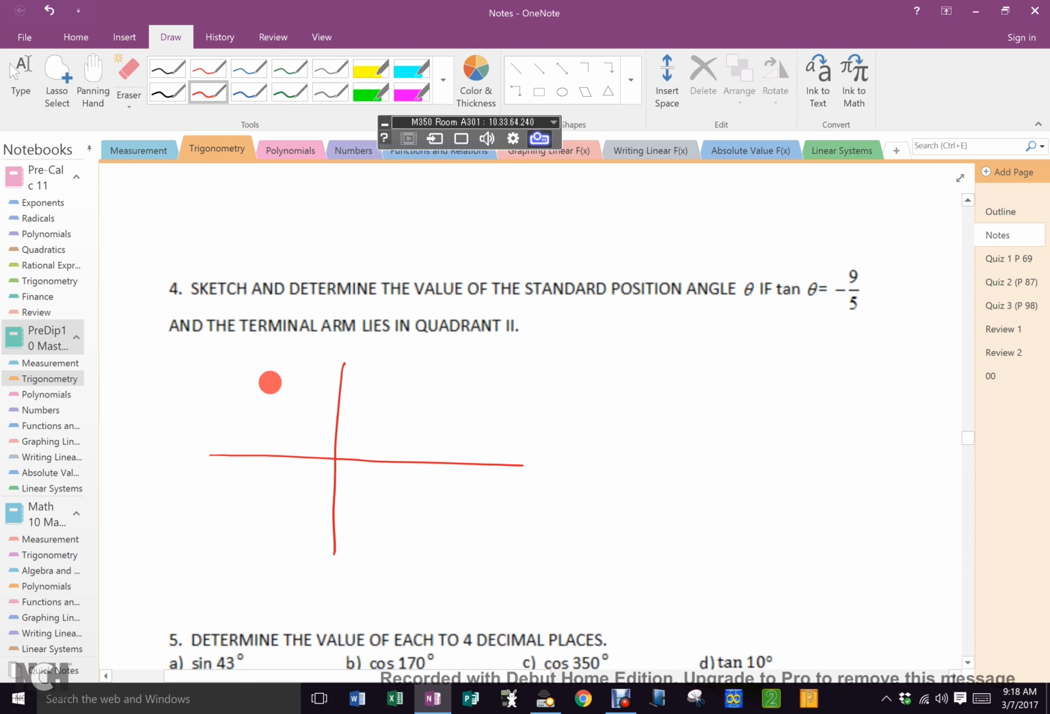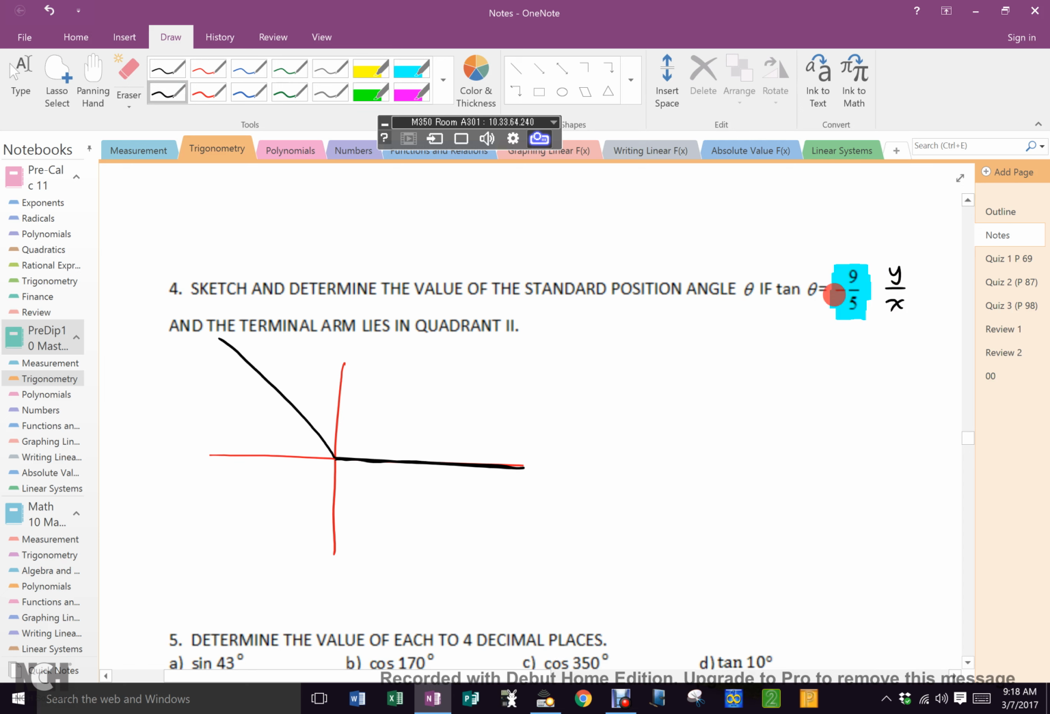Since it's a sketch, does it matter where I draw it? No, I'm just going to fire it out here into quadrant 2. There's my angle, yes? Does everyone agree with that? Okay, now what do we know about that angle? We know it's tan, right? And what is tan? Y over x, correct?